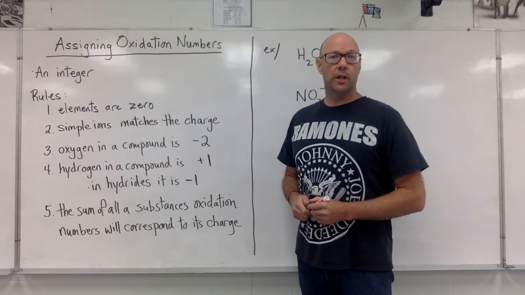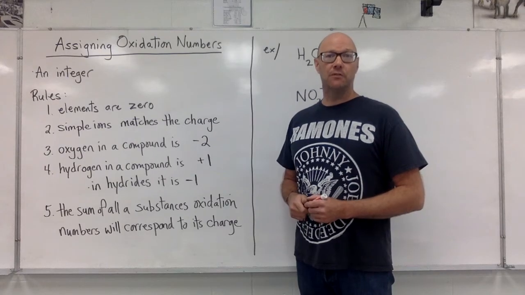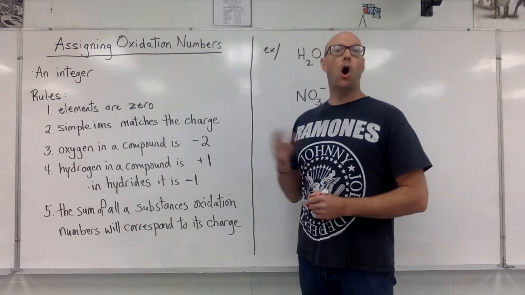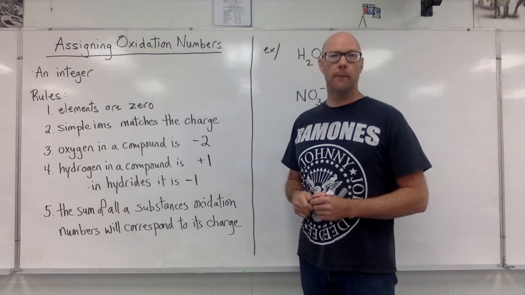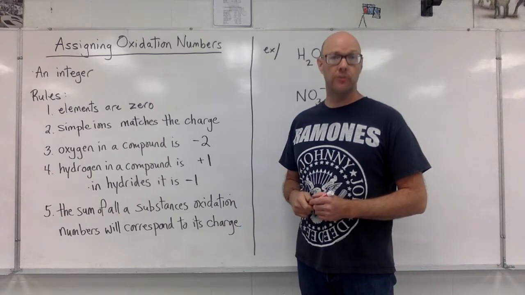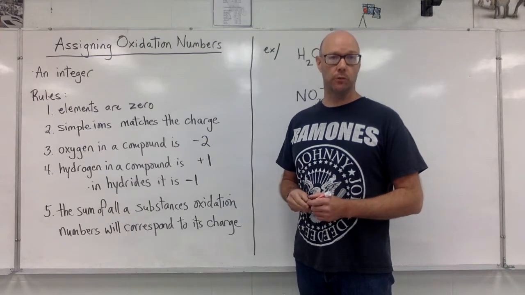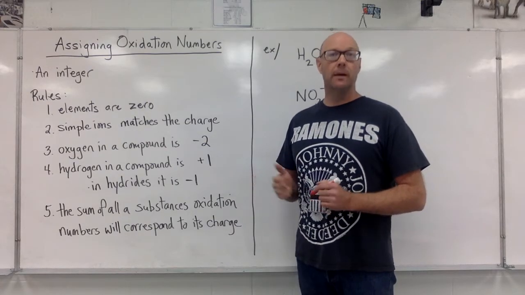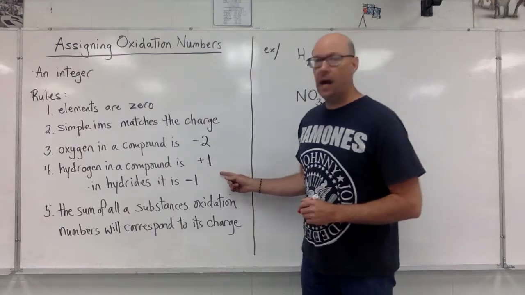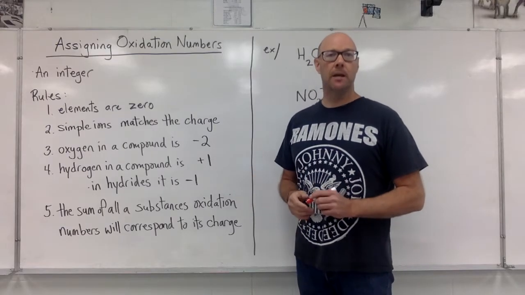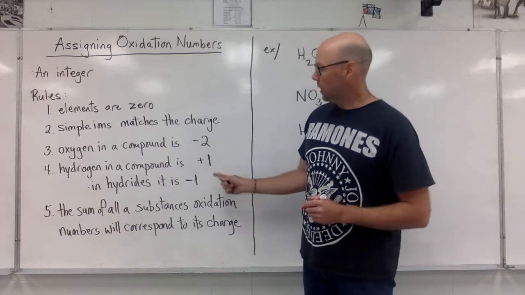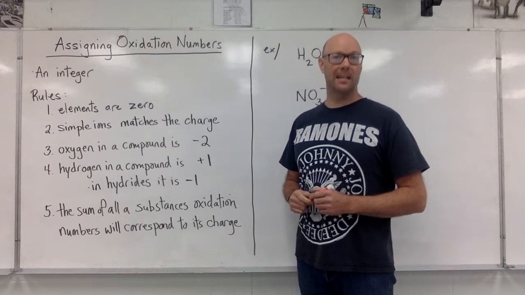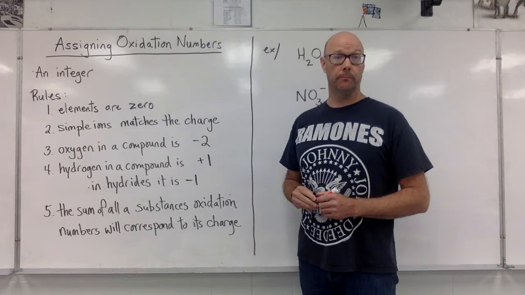If we see oxygen in a compound, it's going to be -2. We're going to use that all of the time. Hydrogen in a compound, +1. Likewise, we're going to see that all of the time too. Very exceptional and a little bit strange: if we see hydrogen in a hydride, that means where the hydrogen is bonded to a metal, the hydrogen in that case is going to be -1, but that is quite rare.